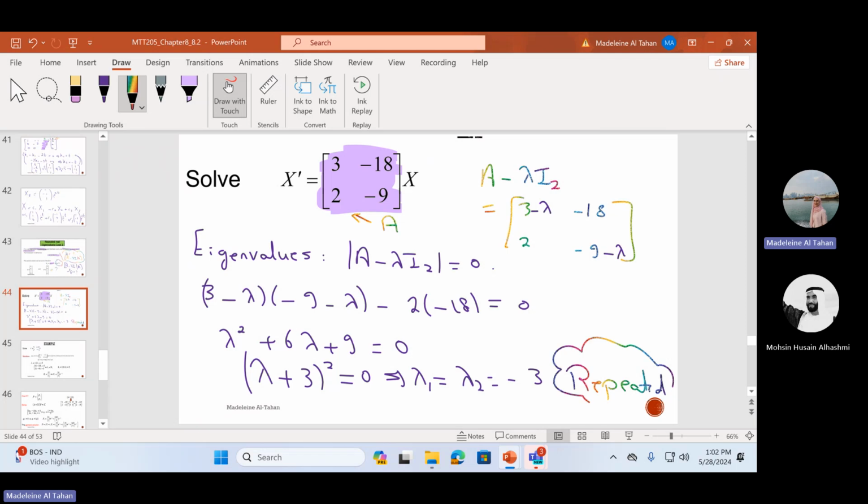In order to proceed, we need to find its eigenvectors. It has 2 independent eigenvectors. Do we need to go for P? If we have 2 independent eigenvectors, we don't go for P. Okay.